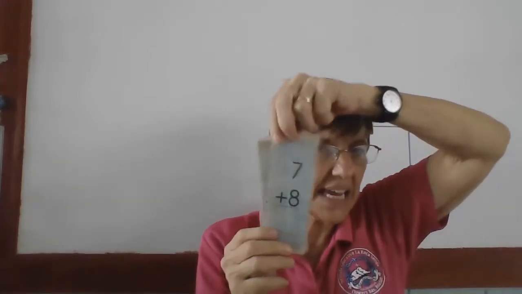Okay, you got them? All right. A. 14 take away 8. B. 3 plus 8. C. 17 take away 8. D. 11 take away 8. E. 7 plus 8. And F. 4 plus 8. Okay, you ready?